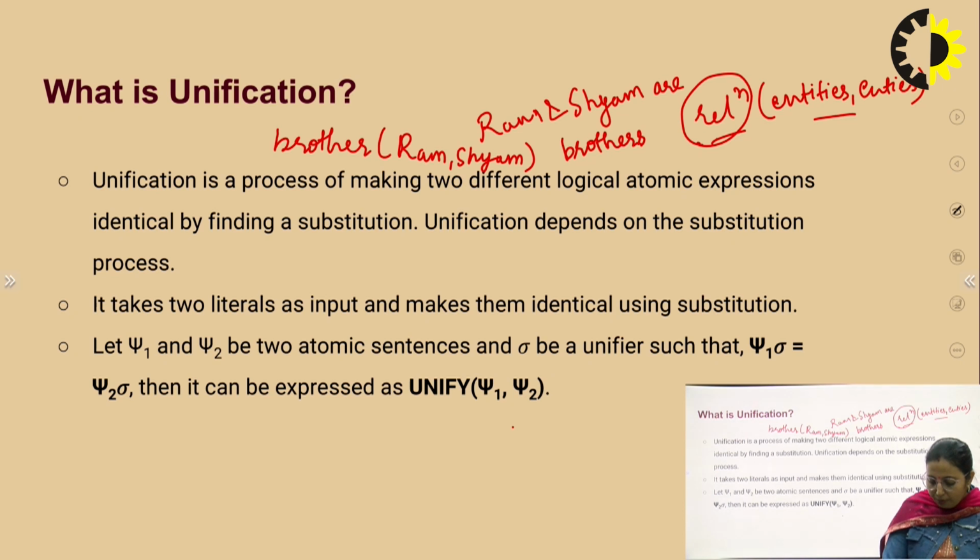Before proceeding towards unification, I want you to know what the word unification means. As the word itself says, to unify means to make two different things identical. So unification is basically a process of making two different logical atomic sentences identical by finding a substitution. Basically, we are applying a substitution technique. What do we have to do in substitution? Suppose we want to find the value of x and the value of x is related to y.